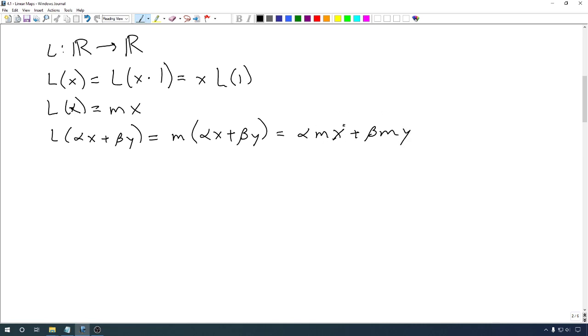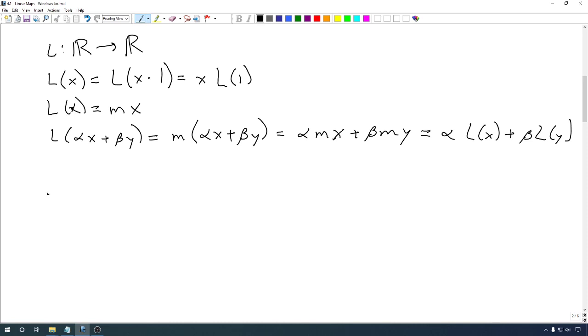And then we can note that mx is just L of x, my is just L of y. So this is alpha times L of x plus beta times L of y. And that's the condition that we wanted to have true for a linear function. I guess I've been using linear function here, but why am I trying to say that we want to be careful about saying linear function?